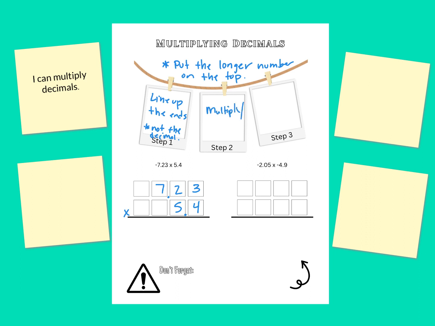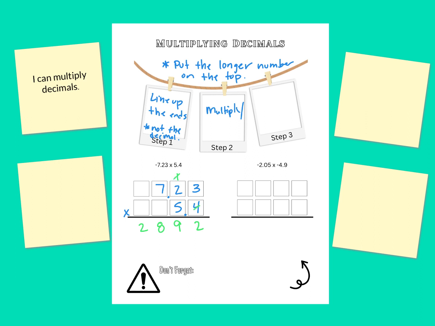So let's go ahead and do that multiplying. 4 times 3 is 12. Then we take the 4 times 2 is 8, plus 1 we carried makes 9. And we take the 4 times a 7 is 28. So I'm done multiplying the 4.